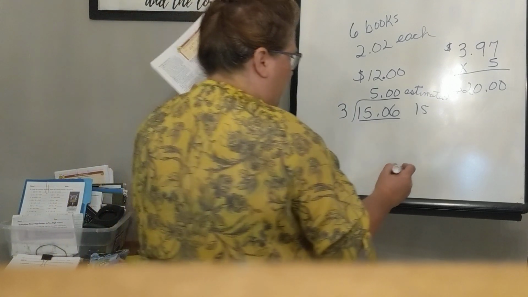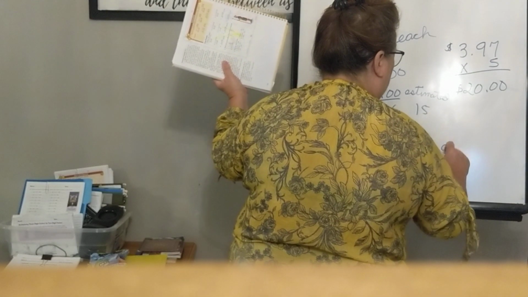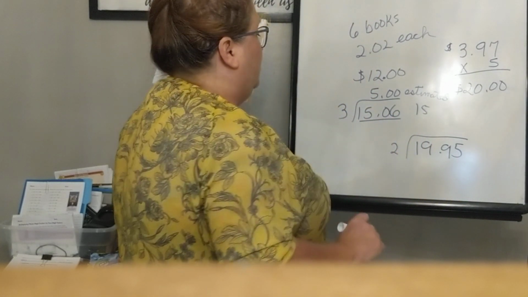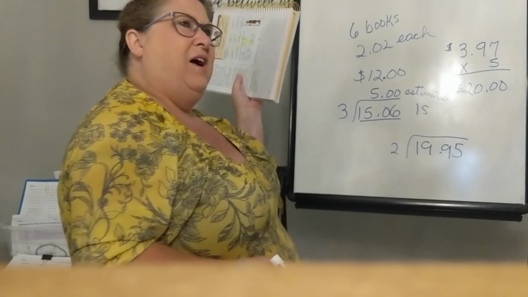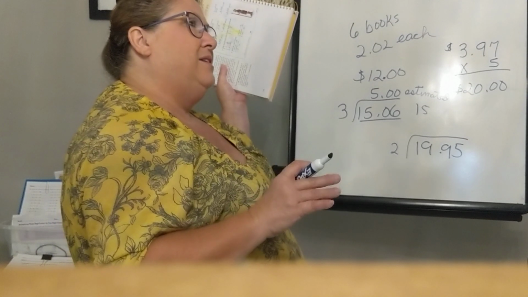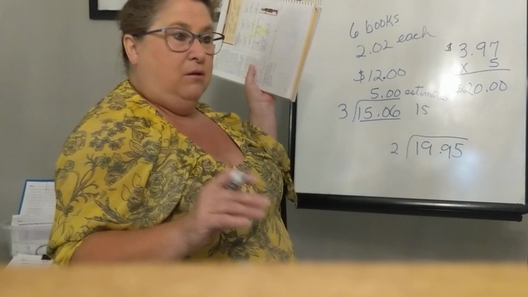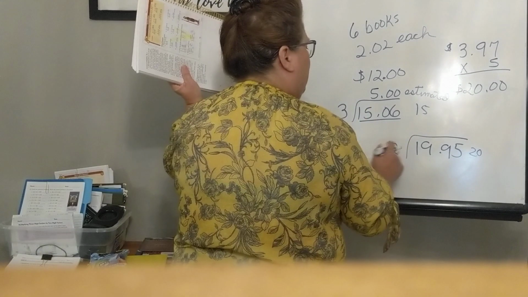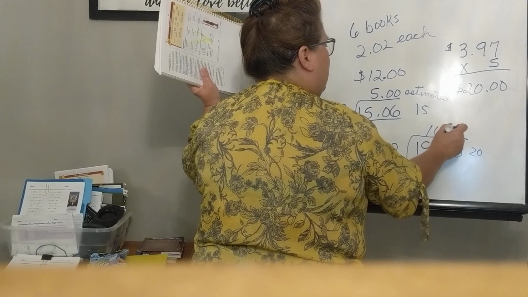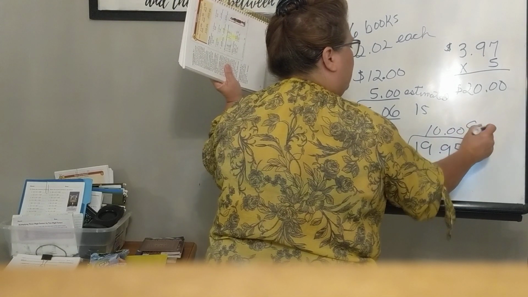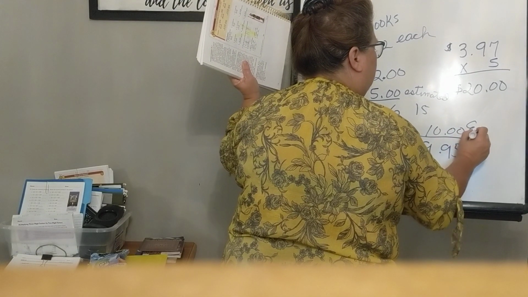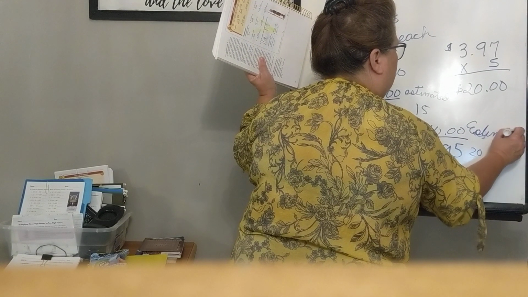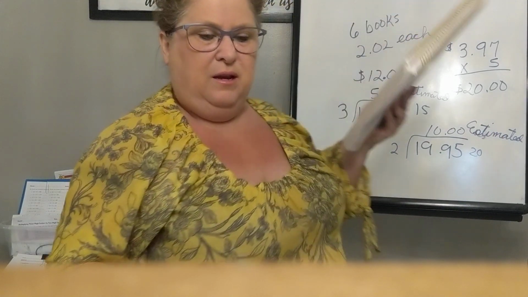If you had $19.95 and you wanted to buy 2 items, spending the same amount of money on each, then you would say, $19.95, is that closer to $19 or closer to $20? Well, that's closer to $20. So you could say 20 divided by 2 is 10. So your estimated answer, see if I can spell that correctly, would be $10. You're just estimating it, okay?